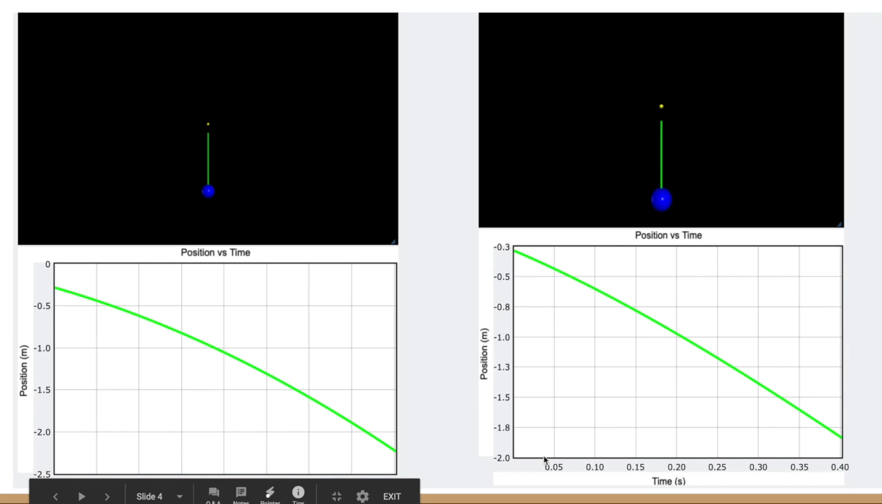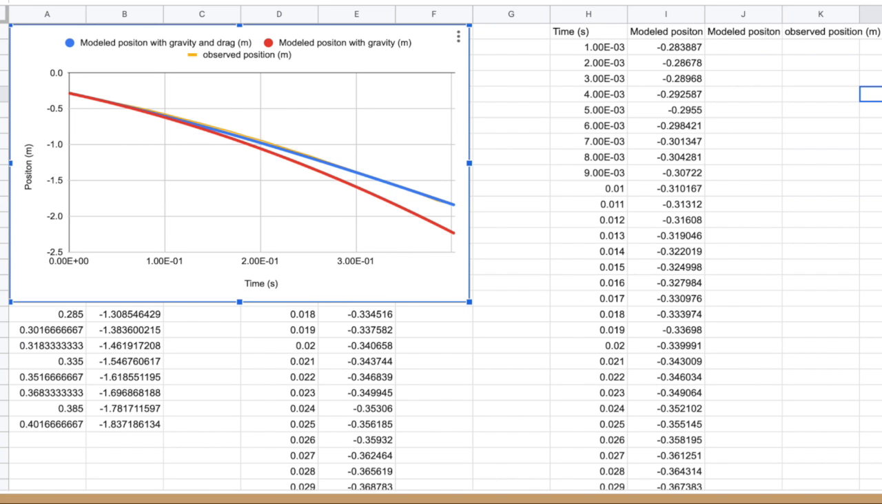Let's take a look at all the models compared to each other. The red line is the model with gravity, the blue line is with gravity and drag, and the orange line that can barely be seen is the observed. Initially, all of the models are at the same position, but as time passes, the gravity one is steeper and it predicts the position to be further than it actually is. However, the model with drag is almost perfectly aligned with the observed.